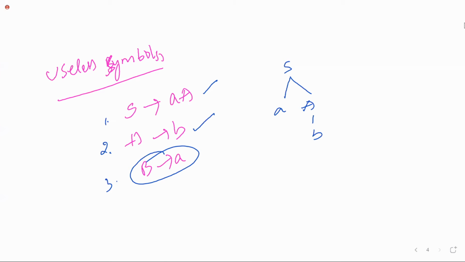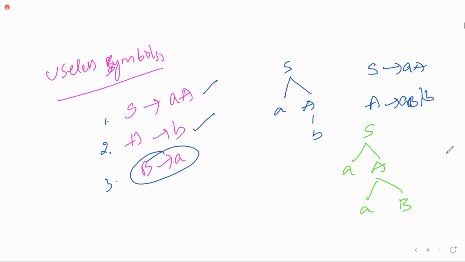Next we'll see one more example. S tends to AA, same, and A tends to AB or B. What is the useless symbol here? Start with the starting symbol, that is S. From S I can go to A. From A, if I write AB, can we get the final string? Because B is not there. So B is a useless symbol. The only possible production to get the string is small b. So capital B is the useless symbol. Got it, ma?